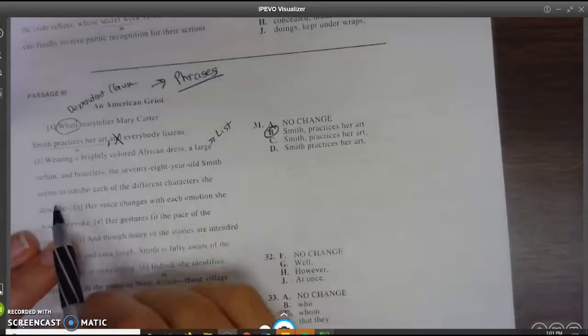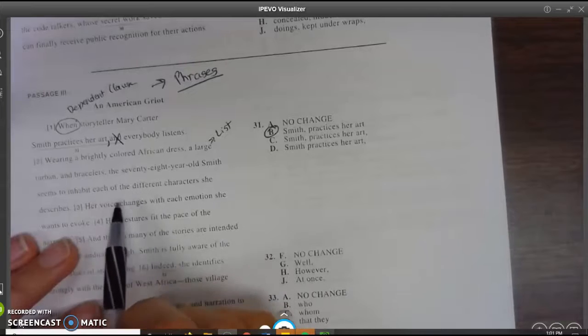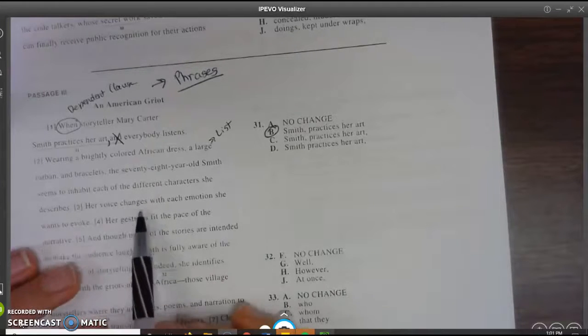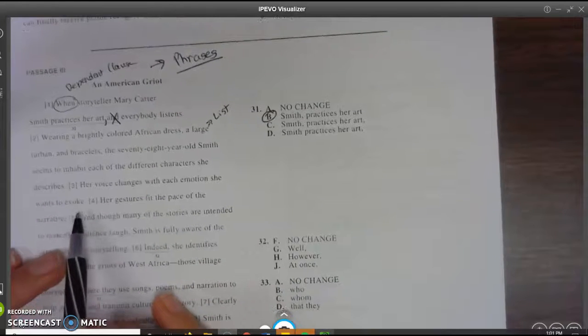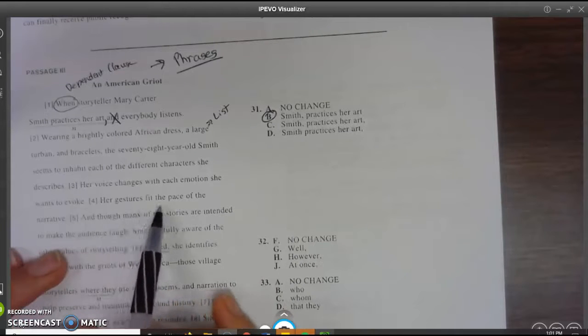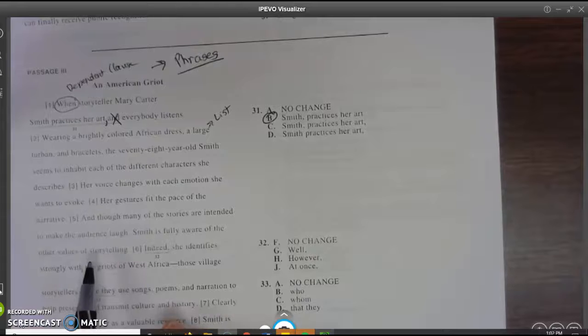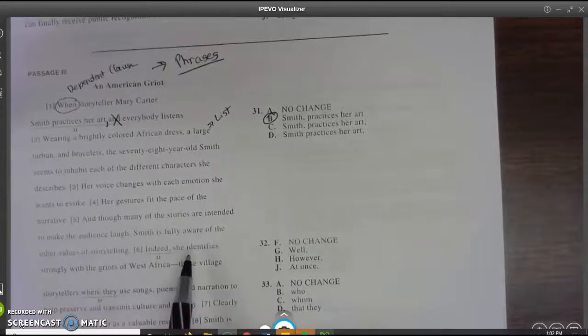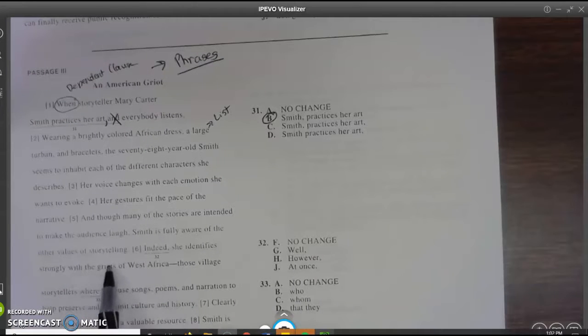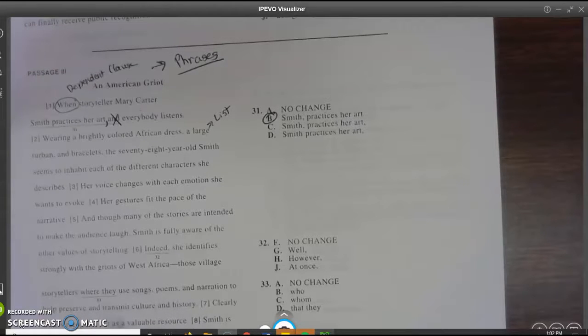The 78-year-old Smith seems to inhabit each of the different characters she describes. Her voice changes with each emotion she wants to evoke. Her gestures fit the pace of the narrative. And though many of the stories are intended to make the audience laugh, Smith is fully aware of the other values of storytelling. Indeed, she identifies strongly with the griots of West Africa, those village storytellers where they use songs, poems, and narration to help preserve and transmit culture and history.